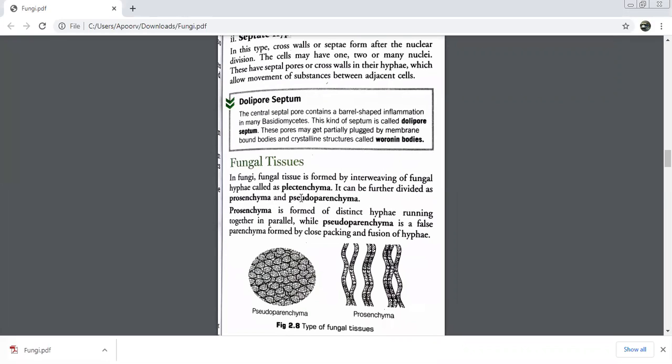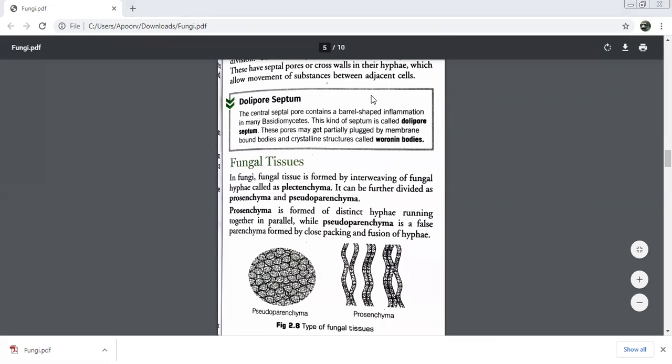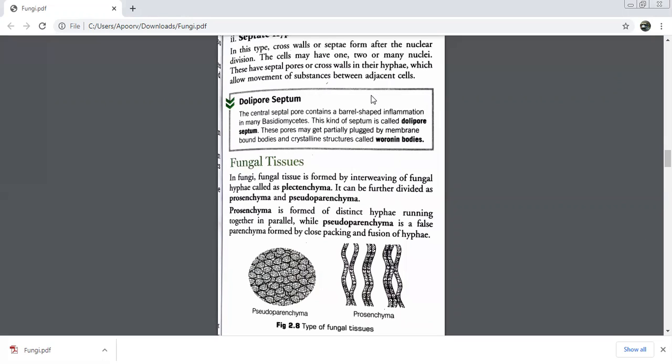This is known as plectenchyma. It means many hyphae interweave with each other and you get a tissue. Such a tissue is known as plectenchyma. This plectenchyma is again divided into two types, prosenchyma and pseudoparenchyma. What are the two kinds? Prosenchyma and pseudoparenchyma.